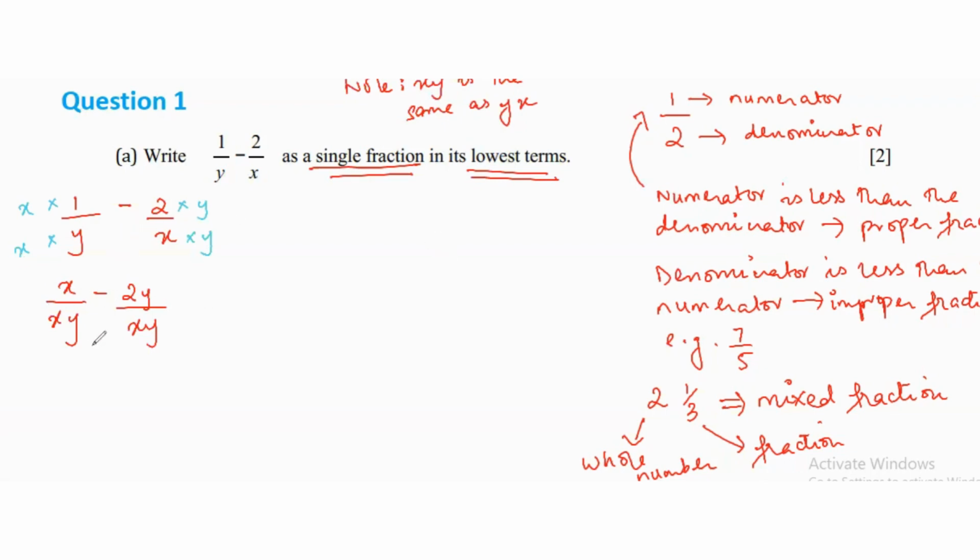Since we have made the denominators equal for both the fractions, we can now combine the fractions. Once the denominators are equal, we can rewrite the two fractions as a single fraction and subtract the numerators. So x minus 2y over xy is our single fraction. Since there's nothing in common in the numerator and denominator, we can't further simplify. So this is the answer in its lowest terms.